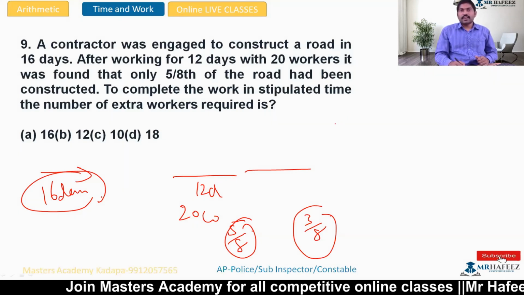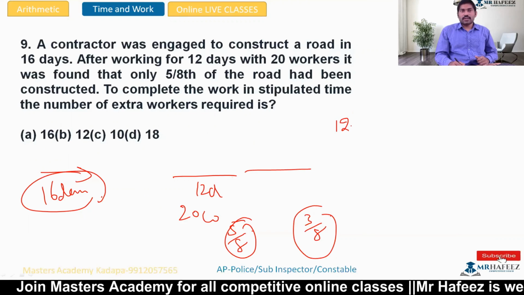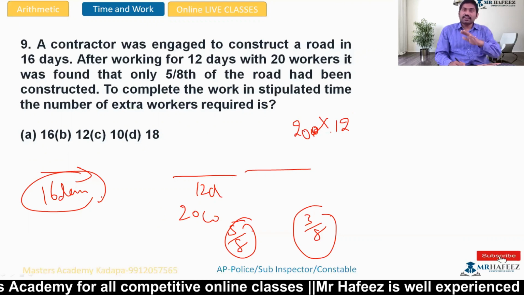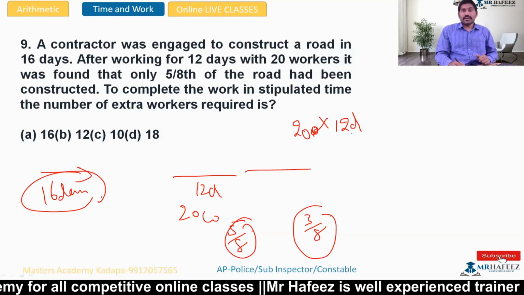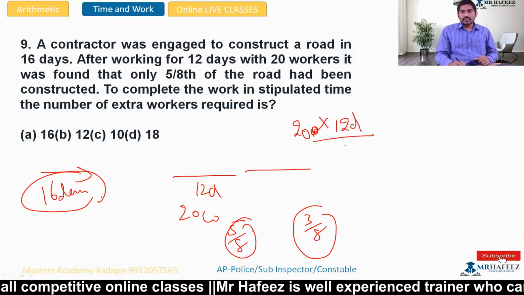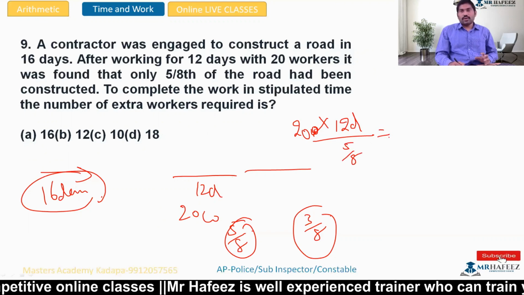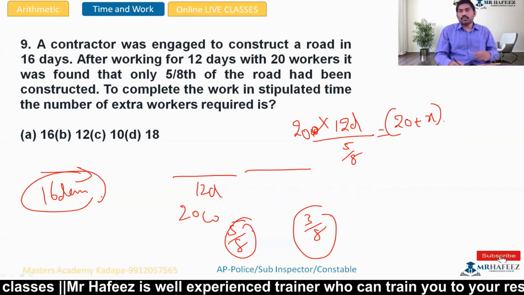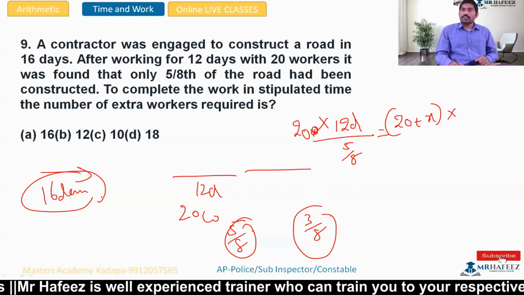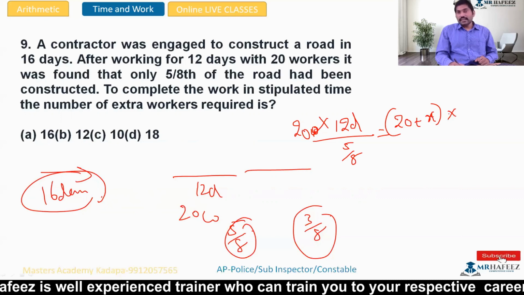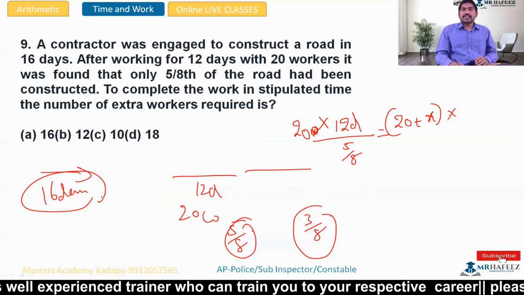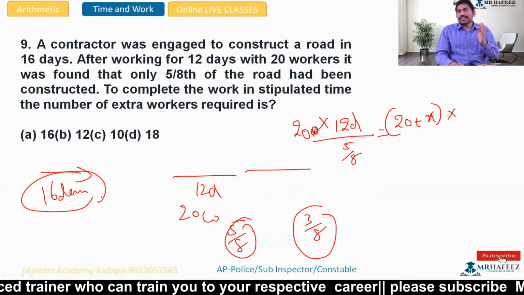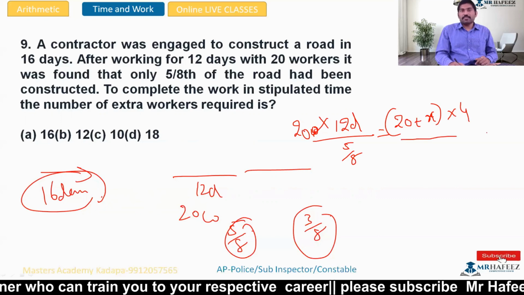So M1 is 12 days, 20 workers. 20 workers into D1, that is 12 days, divided by work 5 by 8, equals what I require to solve. I require how many more? 20 plus x. X is the more. But what do I require now? Within the stipulated time of 16 days, it has to be finished. 16 minus 12 is 4 days, it should be completed.